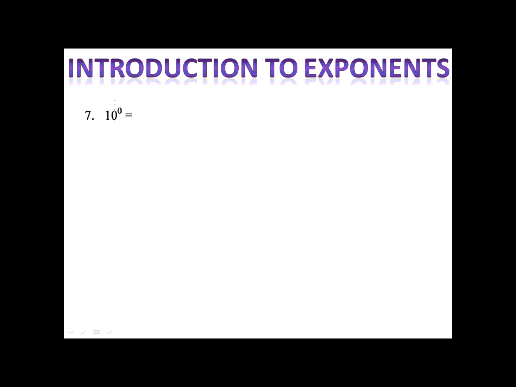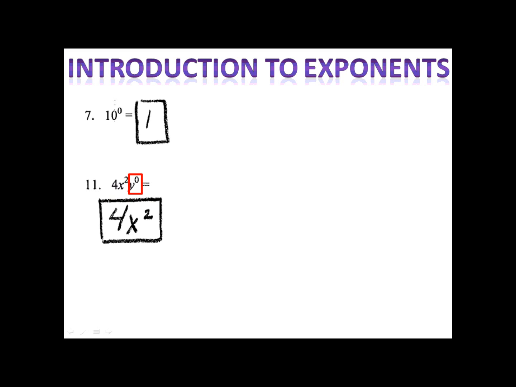Example 7 shows this very same property. 10 to the 0 power, simply 1. Jumping ahead to example 11, we have 4x squared y to the 0. Notice here that the 0 is only attached to the y. So the y becomes the number 1, leaving us with 4x squared.